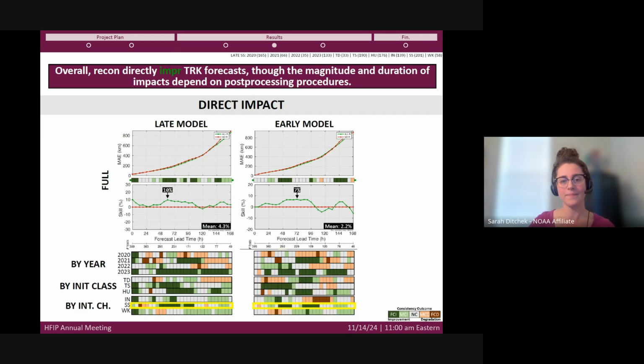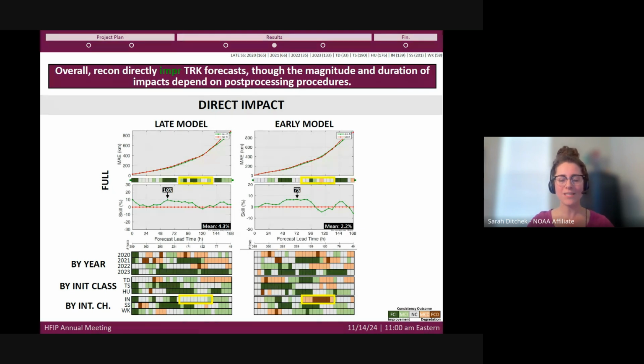Next. So the last way I'm stratifying these track results is by ongoing intensity change. And in doing so, it revealed that the most improvement was found for steady state TCs. And this result is similar to those found in that overall drop zone impact study I just mentioned that was done with HWRF.